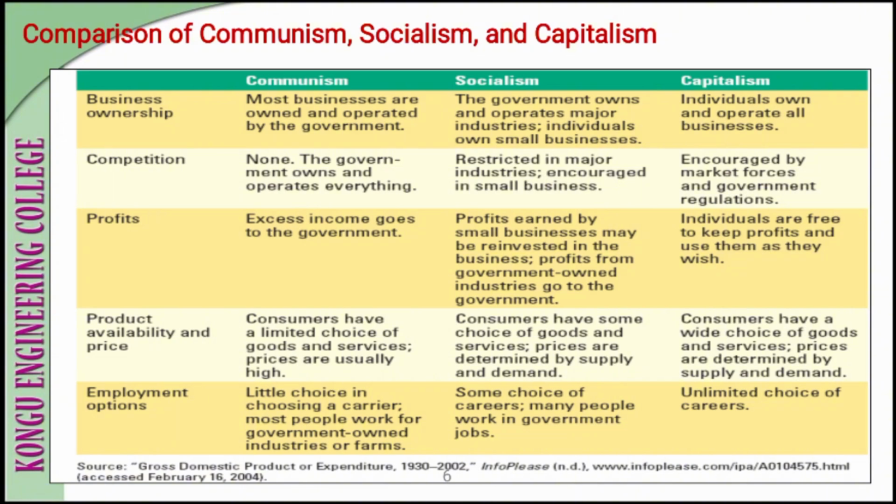In socialism, the major industries are restricted, and only small businesses are encouraged. In capitalism, business is encouraged by market forces and government regulations. On profits, in communism excess income goes to the government. In socialism, profits earned by small businesses may be reinvested in the business. If you run a small business within a local area or region and gain a profit, you can reinvest it and improve your business. Profit from government-owned industries goes to the government.